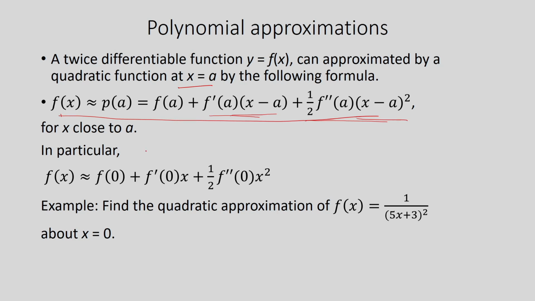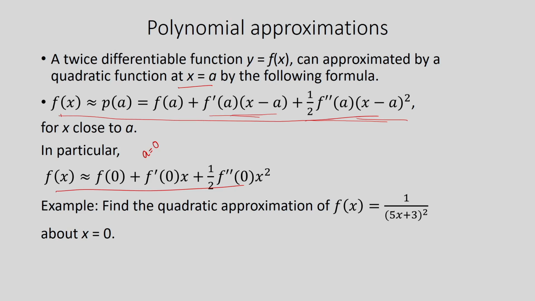In particular, if you take x is equal to a is equal to 0, the point around which you are approximating, then the terms become a little bit easier to deal with. It becomes f of x is equal to f of 0 plus f dashed of 0 x, because a is 0, plus half of f double dashed of 0 multiplied by x square. So it looks much cleaner if you take a is equal to 0.